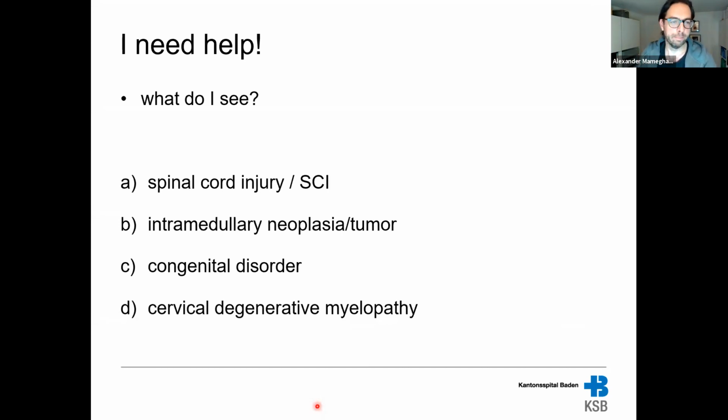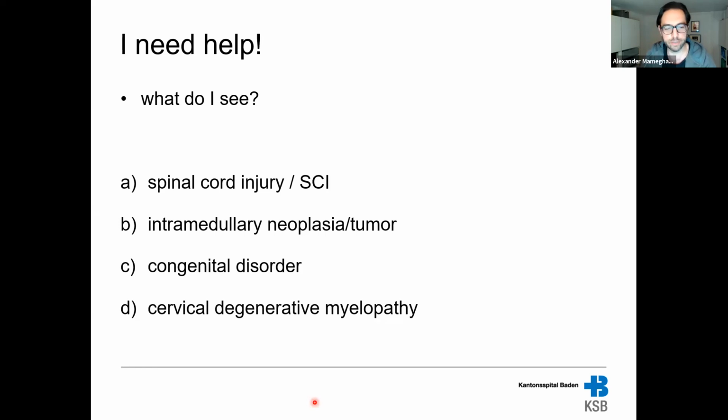It's hard for me. My question is, what do I see? Do I see spinal cord injury? Do I see intramedullary neoplasia? Is this a tumor? Nada, you mentioned it, Ali. We know this is a congenital disorder, but is this intramedullary problem also congenital, or is it due to the trauma? Maybe not, because the patient is able to walk again.